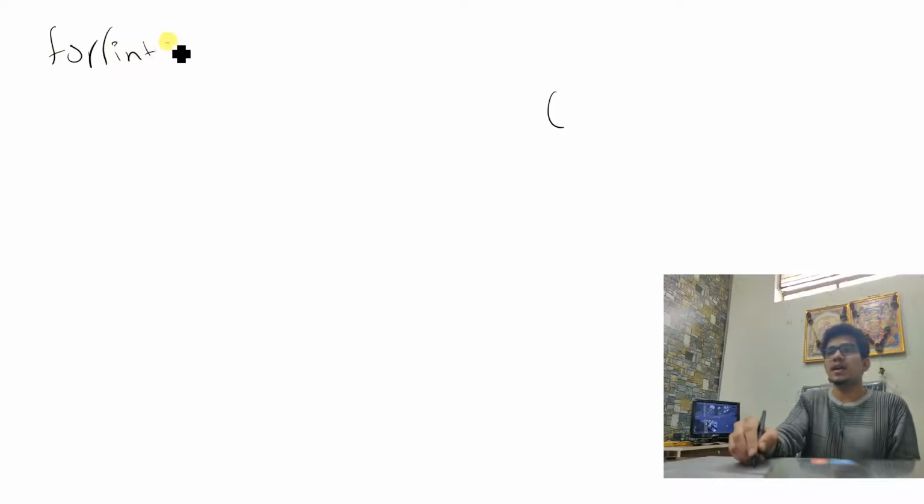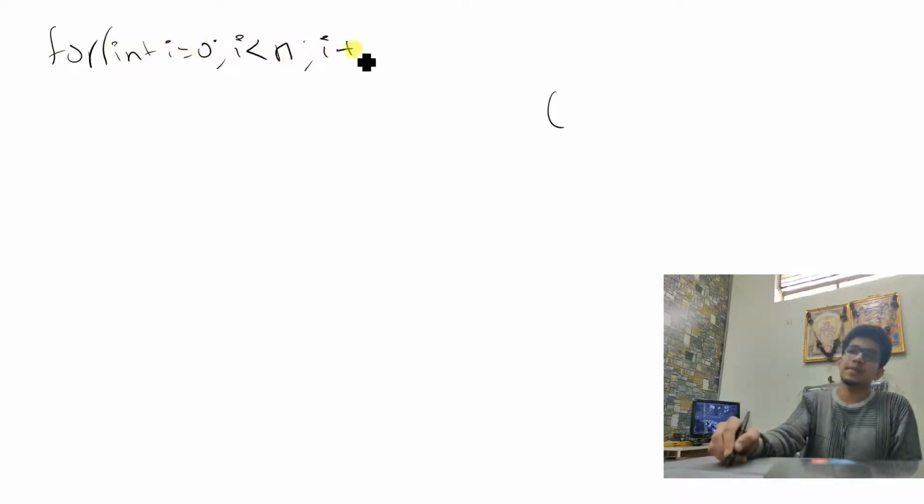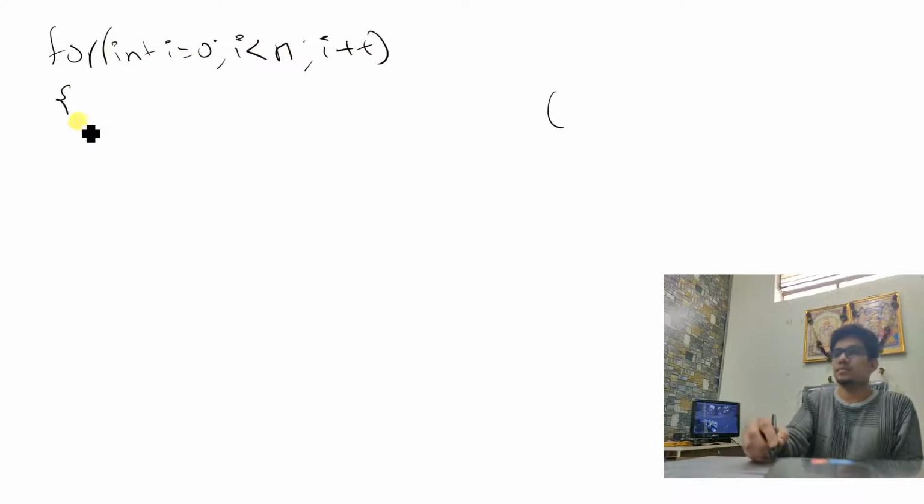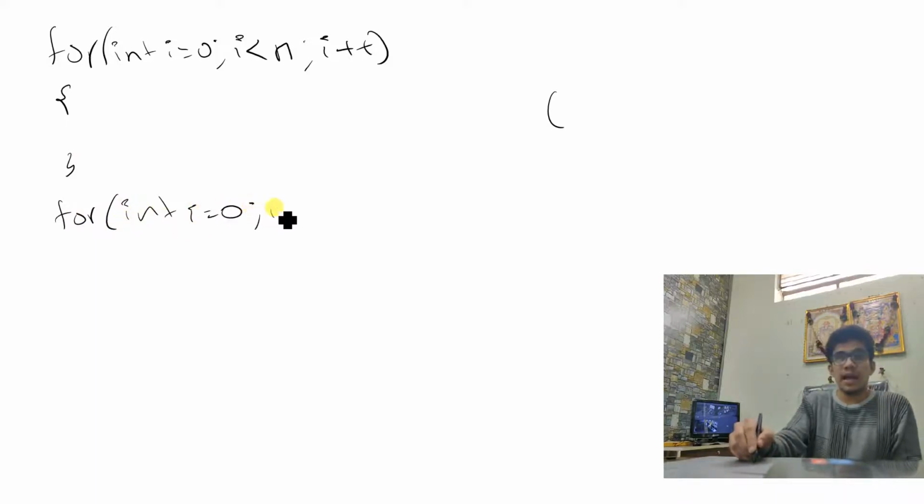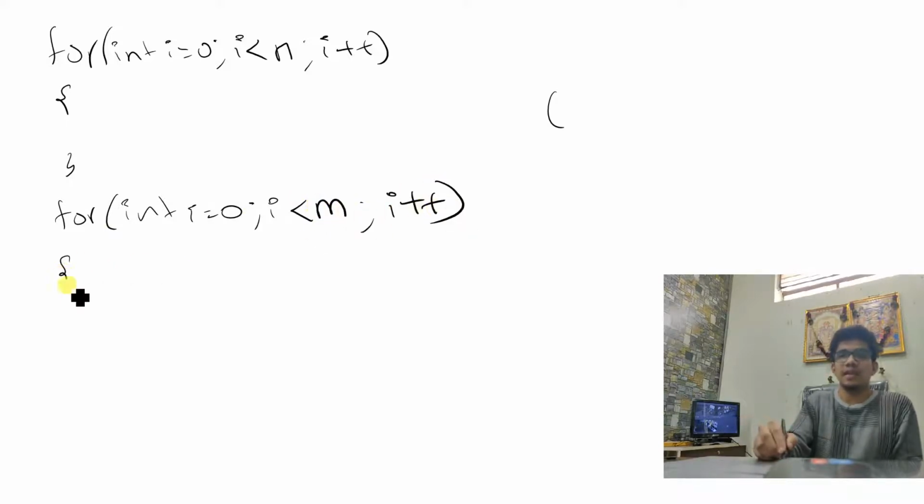Let me write one program here. I'll write a for loop. int i should start from 0, i is less than n, i plus plus. Then after this I'll write one more for loop, not inside, outside. int i should start from 0, but i should be less than, not n, I'll write m here, i plus plus, fine.